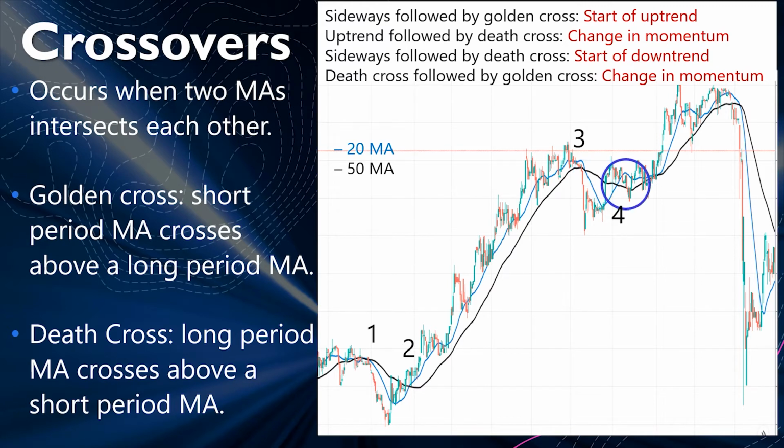Number 4 shows the intertwining of MAs with the price, an indication of sideways. Number 5 did not show a golden cross, however, the price is above both MAs, an indication of uptrend. Number 6 shows a death cross after the price moved sideways, indicating the beginning of the downtrend.